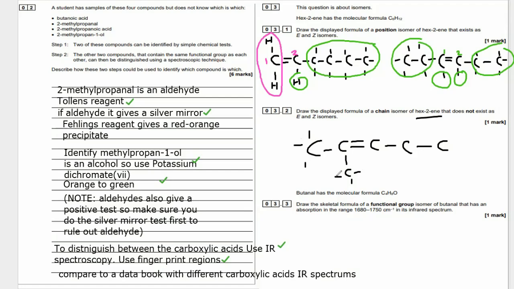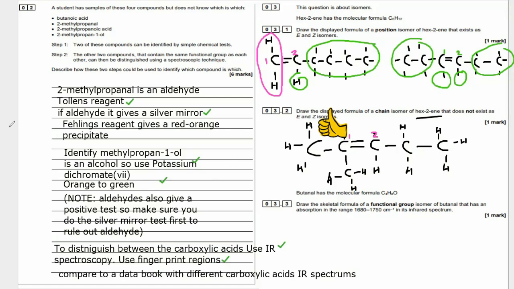Now you should see the problem straight away. Why can this not be EZ? Look what I've done to carbon 1 and carbon 2. If I add the hydrogens in, I'm going to be boring and add all the hydrogens in. Okay, so I've got all my hydrogens. Now I should have written carbon 1 and 2 in a different color. There we go. So we've got carbon 1 and carbon 2.